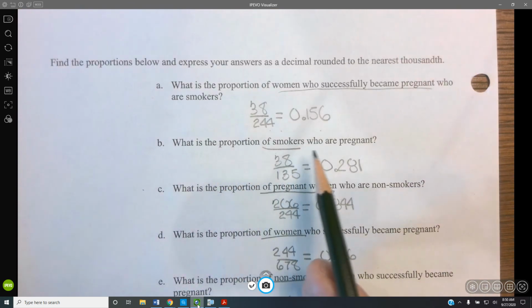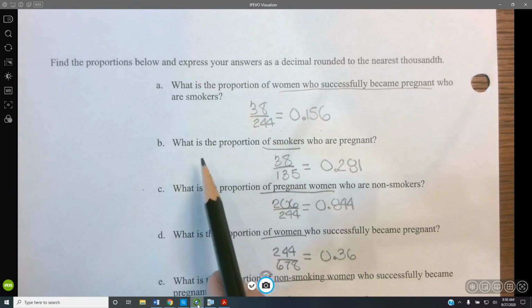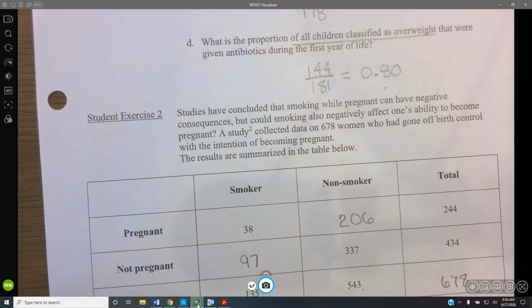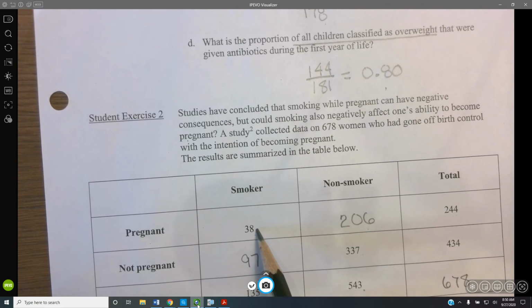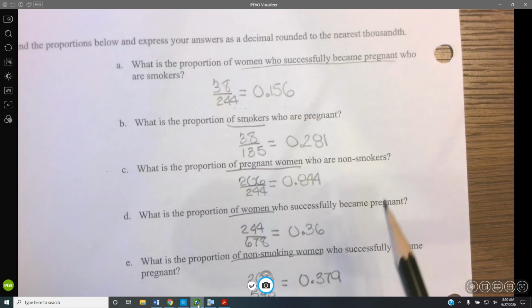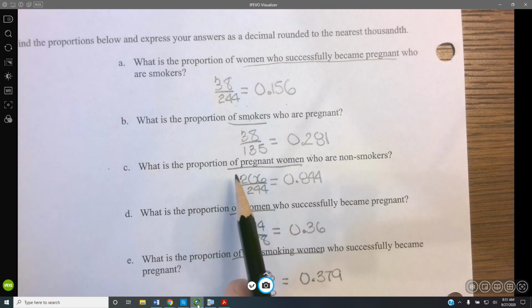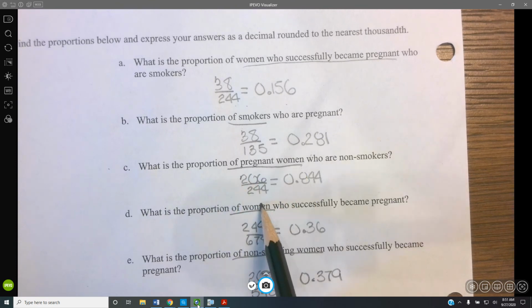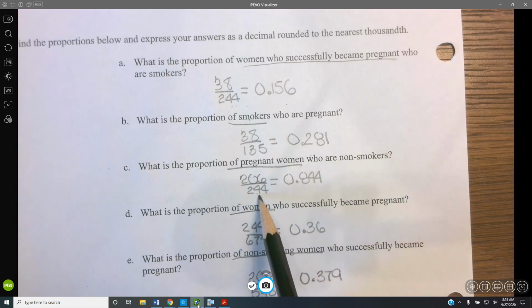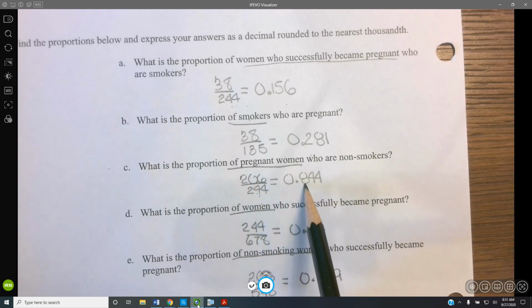What is the proportion of smokers who are pregnant? Okay, of smokers are 135. Those who are pregnant are 38. 0.281. What is the proportion of pregnant women? Okay, well, of pregnant women, we already saw up here was 244, who are non-smokers. 206 of the ladies who are pregnant are 206 out of 244 for 84.4.